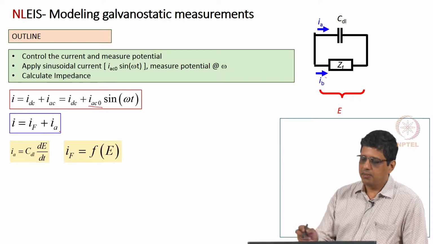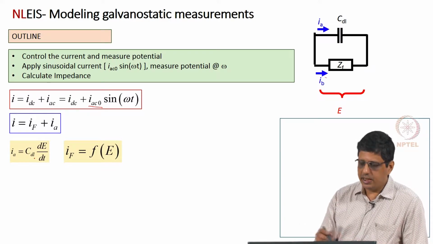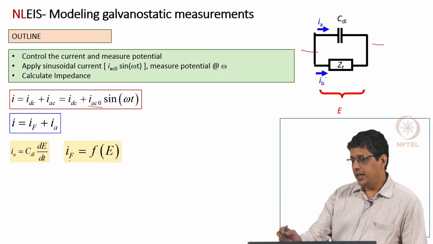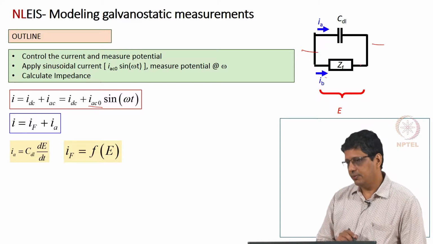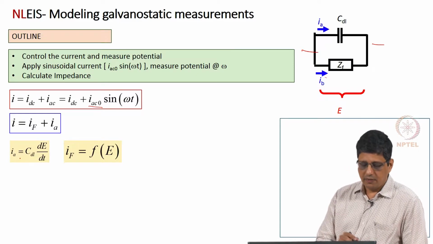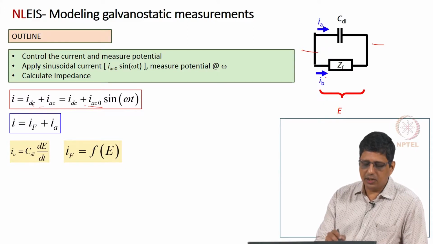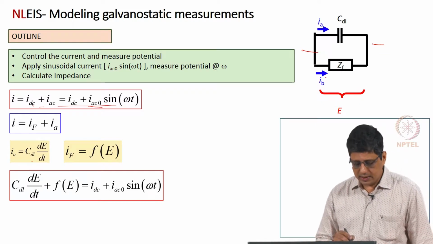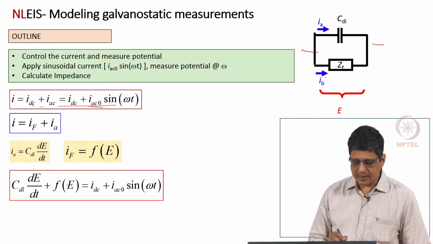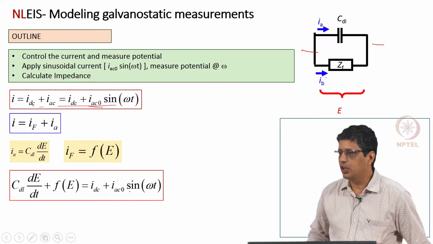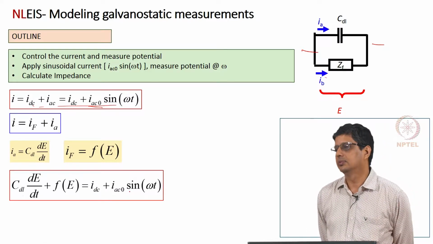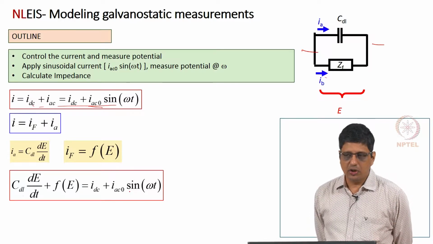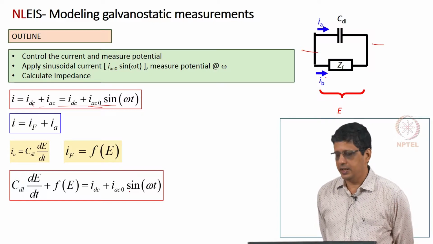The current through the double layer we can write as CDL dE by dt, where E is the potential across it, and the Faraday current of course is a function of potential. When we add these two, we should get the total current that we apply. So, in general we would write CDL dE by dt plus f of E equals IDC plus IAC0 sin omega t. Potential is something we are going to measure, or rather something we have to calculate here.